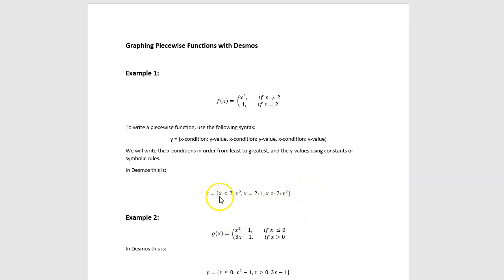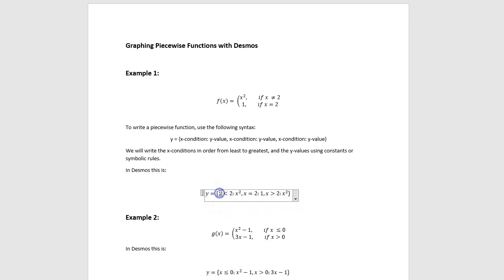I have y equals curly braces x less than 2 colon x squared. That's going to be part of the function definition when x is not equal to 2. Then I have to worry about when x is equal to 2. Okay, there the function value comes out as the constant 1. That's the middle piece. The last piece is when x is greater than 2. That's the other half of the not equal over here. And I'm also going to graph that as x squared.